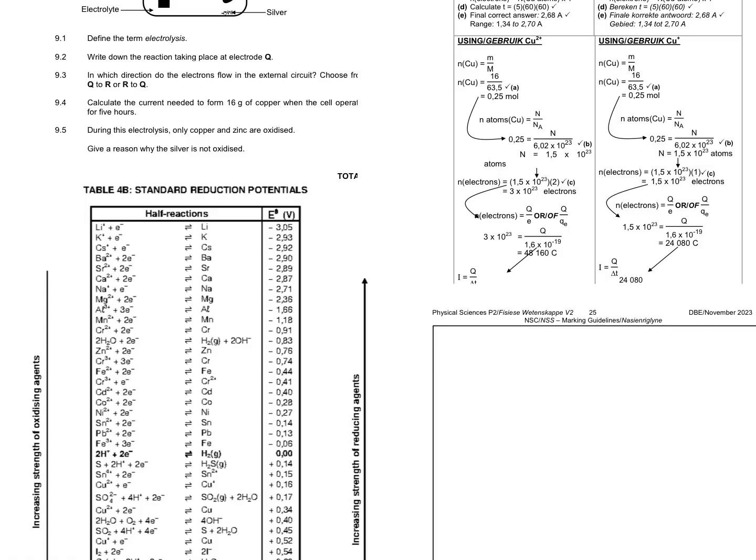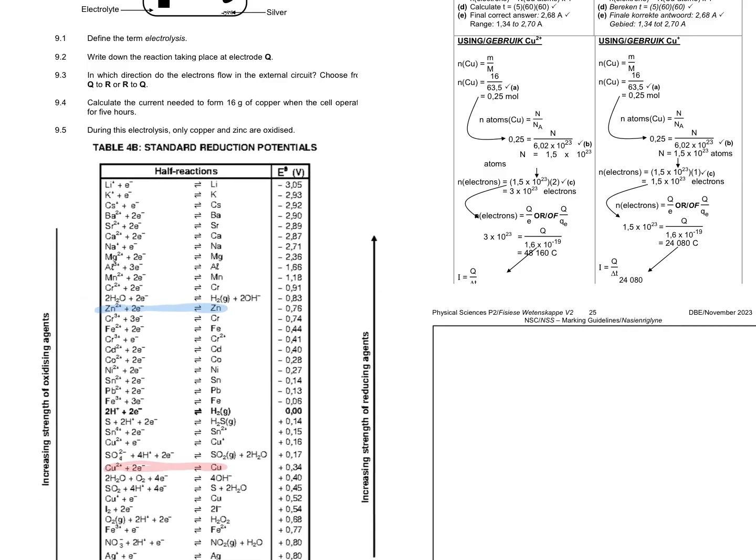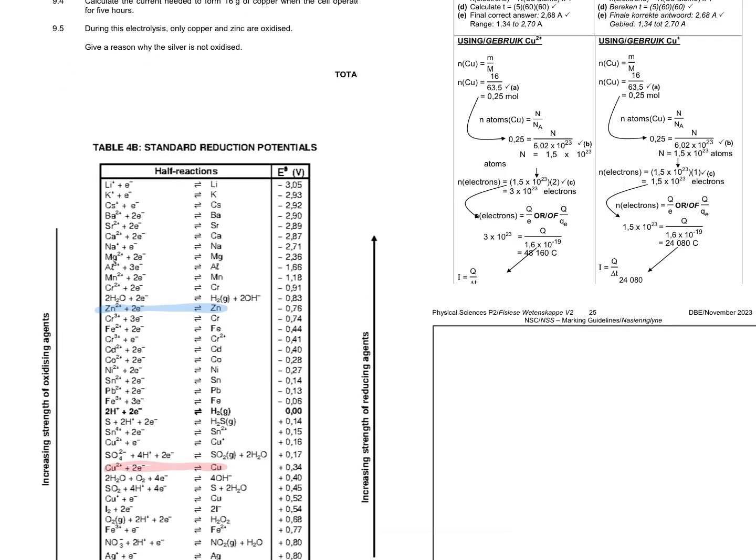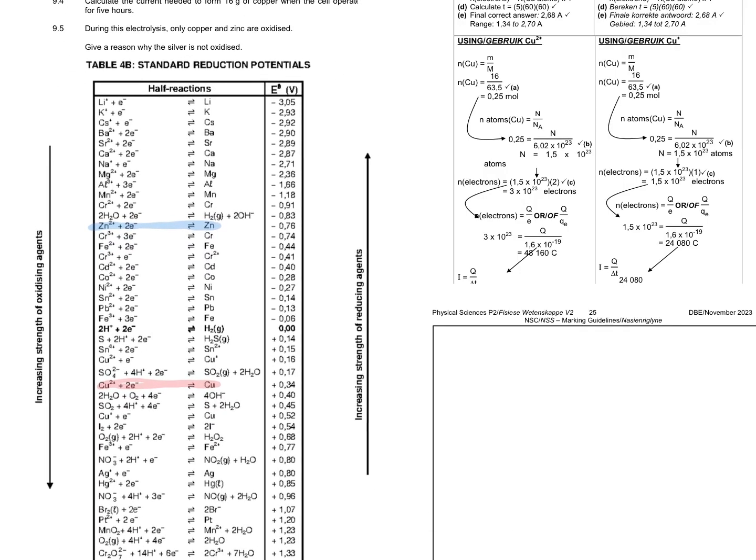Okay, so for the last question, it's actually very similar to that strength thing that we just did with the galvanic. If I can just do it quickly, they say copper and zinc are oxidized. So copper is going to be the 0.341. It's going to be that one again. Zinc is this one up here somewhere. And then silver is down here somewhere.